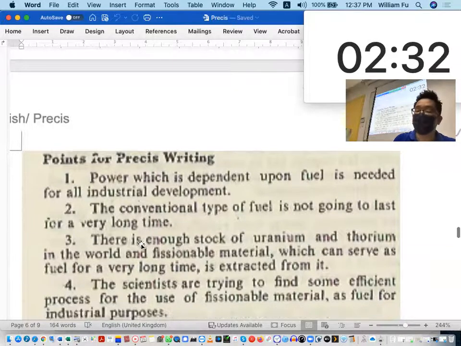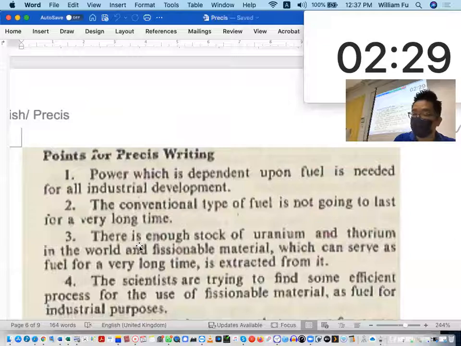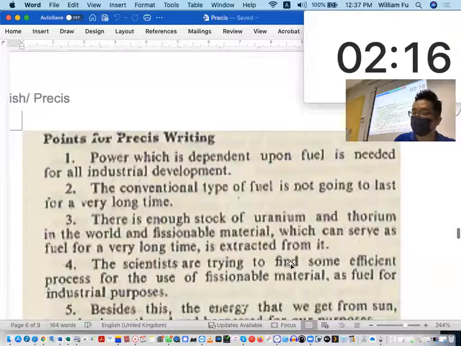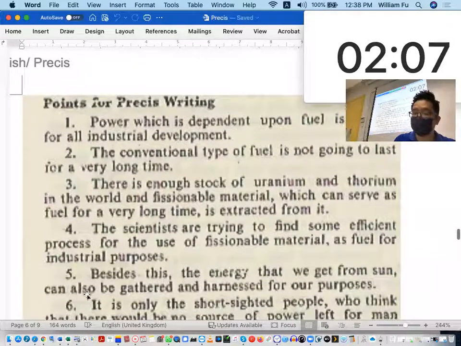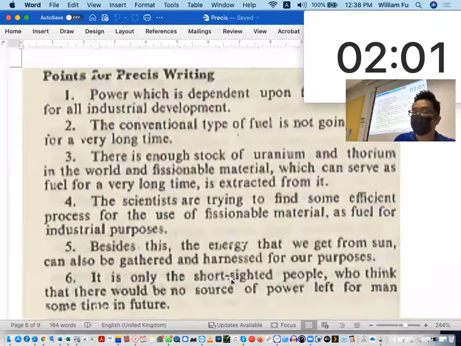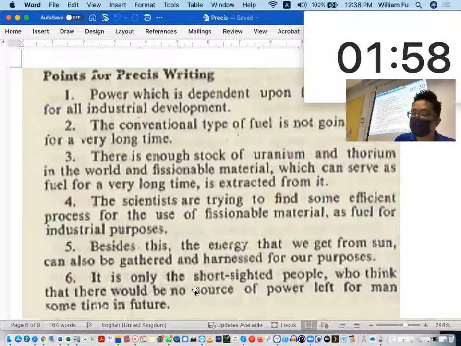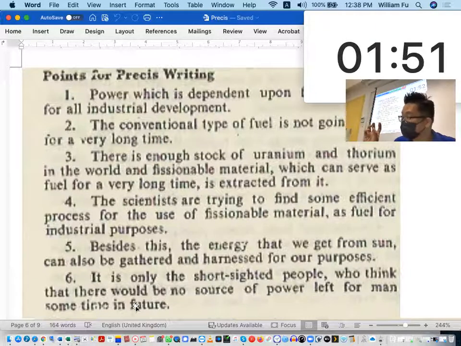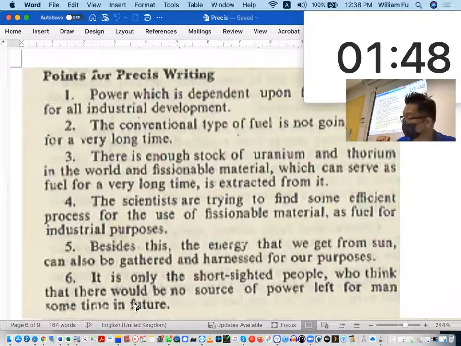Now there is enough stock of uranium and thorium in the world and fissionable material, which can serve as fuel for a very long time. It's extracted from it. The scientists are trying to find more efficient processes for the use of fissionable material as fuel for industrial purposes. Besides this, the energy that we get from the sun can also be gathered and harnessed for our purposes. It is only the short-sighted people who think that there would be no source of power left for men sometime in future. So I think basically you can get the gist.